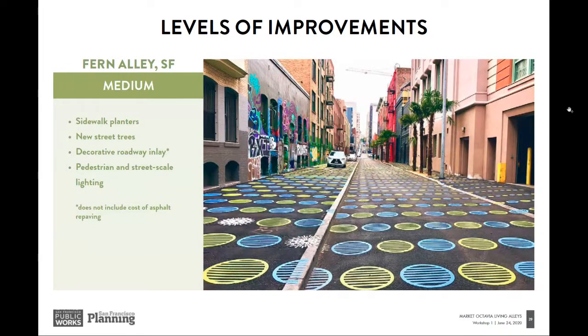Fern Alley in the Lower Polk neighborhood, we saw an image of that earlier, is a good example of medium level improvements. The roadway in this case was part of the overall paving project. So fresh asphalt would not be included in this estimate, I guess, this medium level of improvement. But improvements such as the sidewalk planters, new street trees, decorative roadway inlay, and pedestrian and street scale lighting were layered into the paving project. And so in addition to looking great, the CBD hosts programming in the alley, such as movie nights and Lower Polk Art Walk events.